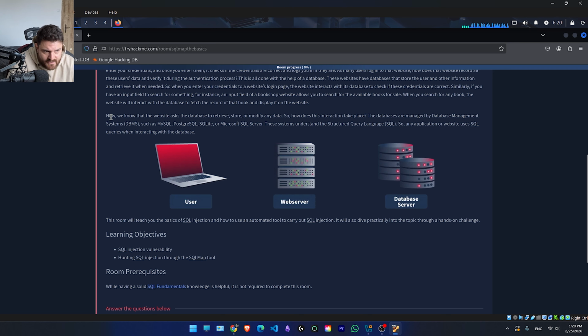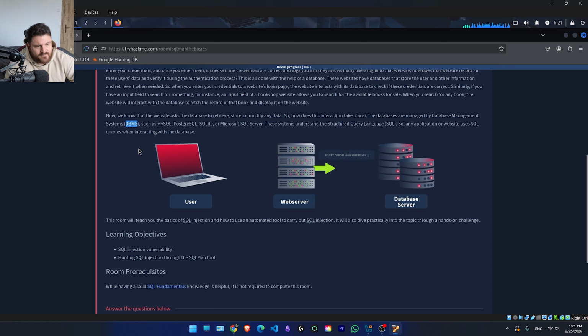Now we know that the website asks the database to retrieve, store, or modify any data. So how does this interaction take place? The databases are managed in a DBMS, such as MySQL.